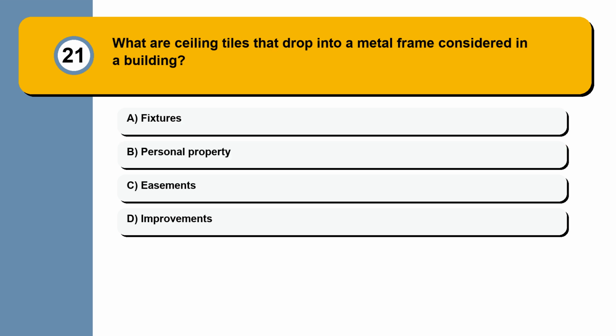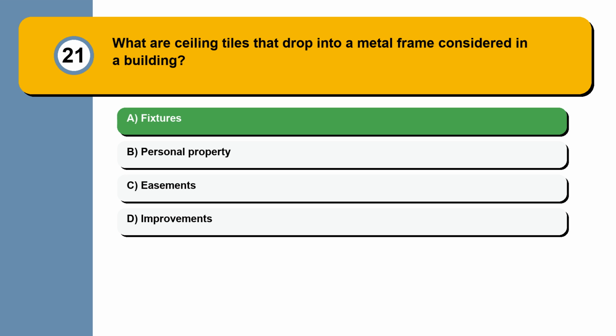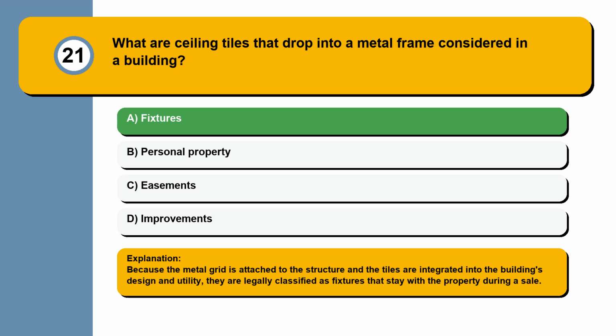Question 21. What are ceiling tiles that drop into a metal frame considered in a building? Fixtures, personal property, easements, improvements. Because the metal grid is attached to the structure and the tiles are integrated into the building's design and utility, they are legally classified as fixtures that stay with the property during a sale.